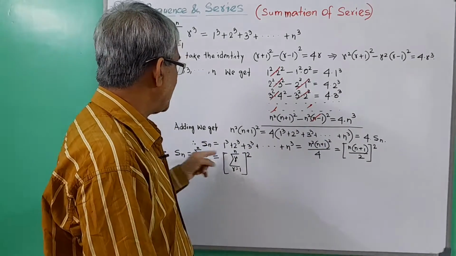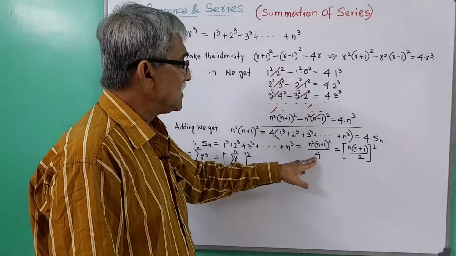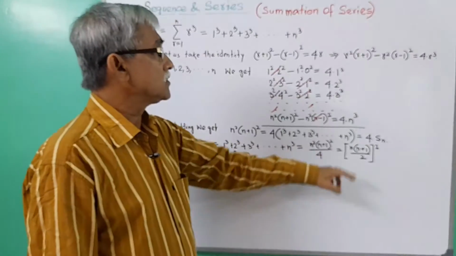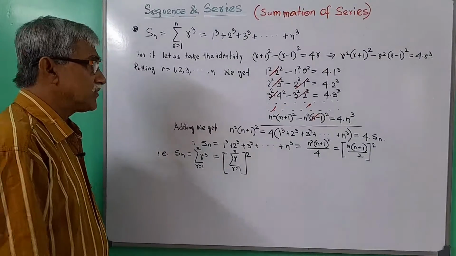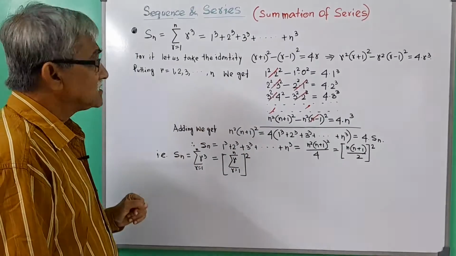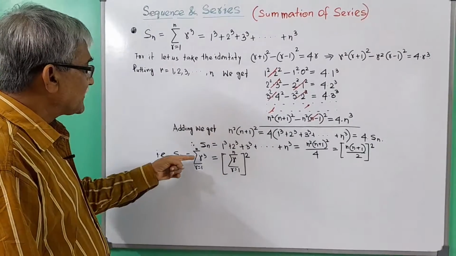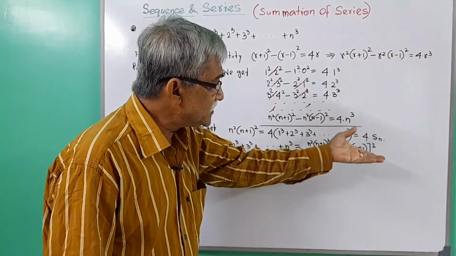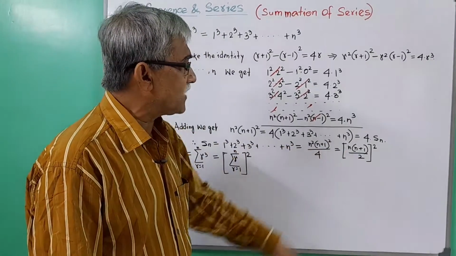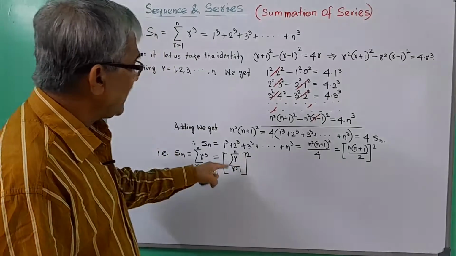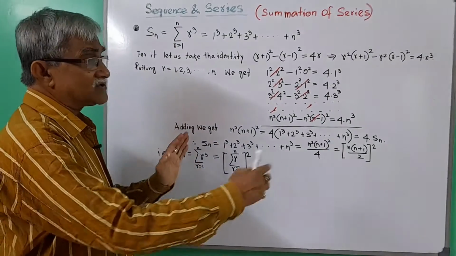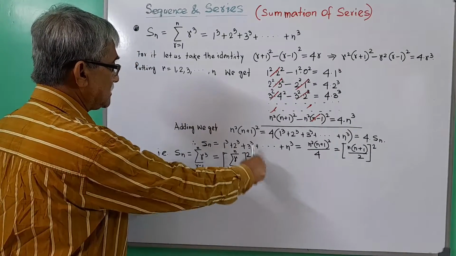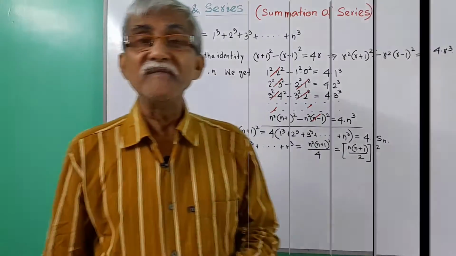Therefore, Sn is equal to n square into (n plus 1) whole square divided by 4, because it is 4 into Sn. So, dividing by 4, that will be [n into (n plus 1) by 2] whole square. But you see, it's a magical thing you have got. What is that? Sn is equal to summation of r cube, r equals 1 to n, and that happens to be, in the parenthesis, n into (n plus 1) by 2. And what is that? That is summation of r, r equals 1 to n, the sum of the natural numbers up to n terms, and its square.